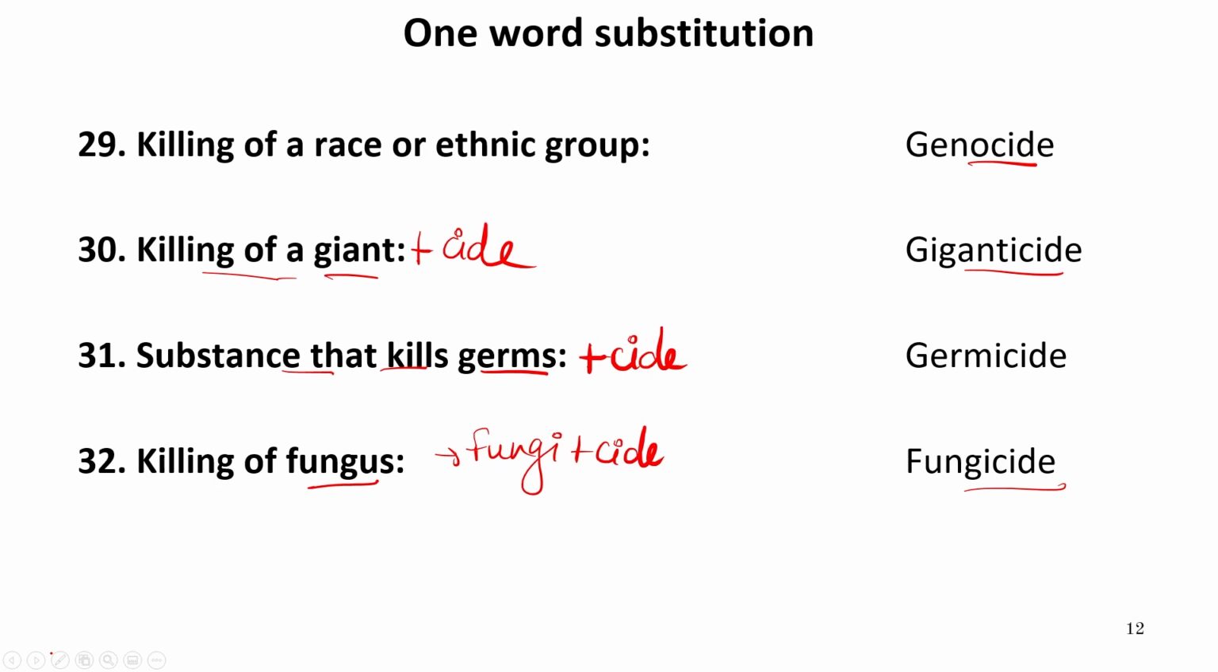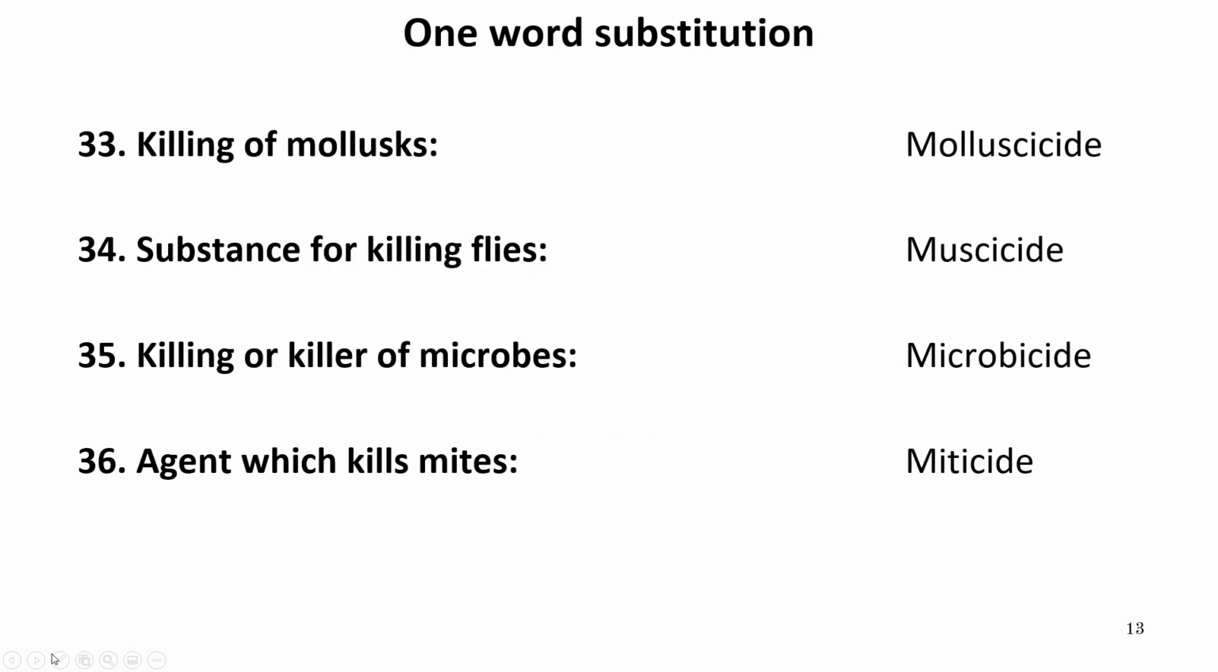So fungi plus side, that is fungicide. Now let us move to the next one. Killing of mollusks, this is known as molluscicide. So we are just adding cide. Killing of flies or substance for killing flies, this is known as muscicide. Killing or killer of microbes, now this is known as microbicide. Agent which kills mites, this is known as miticide.